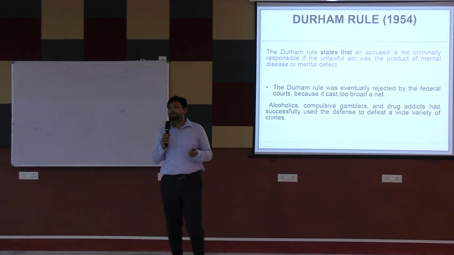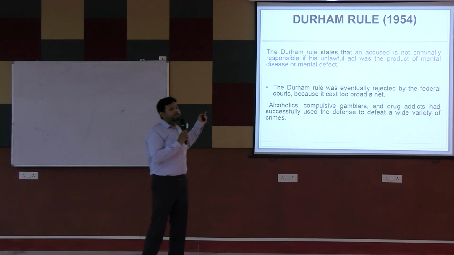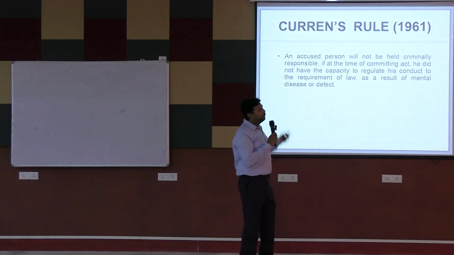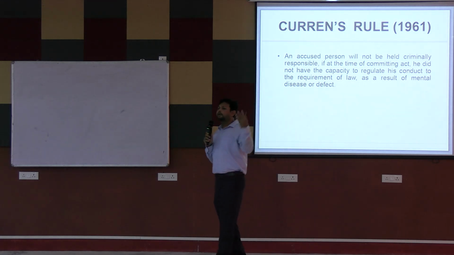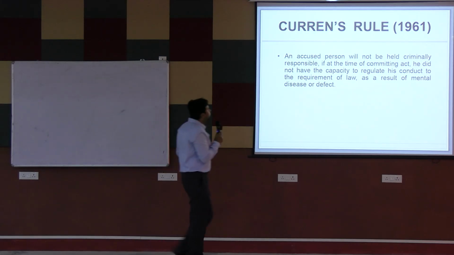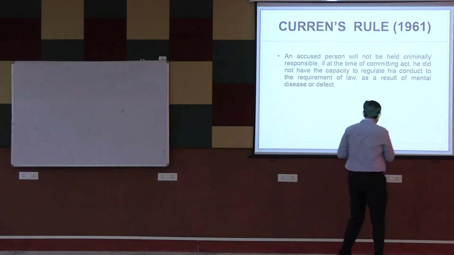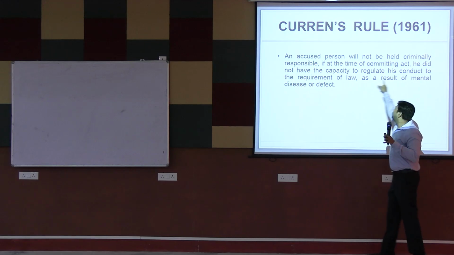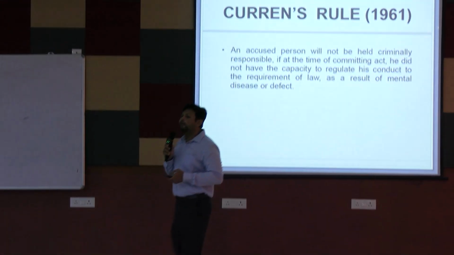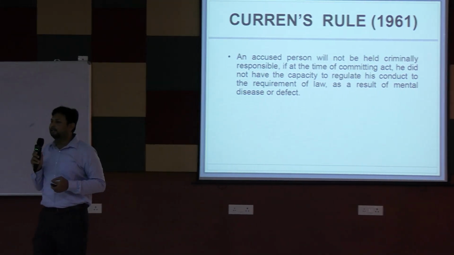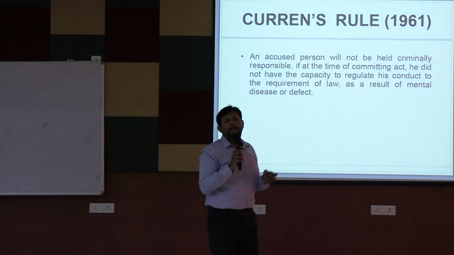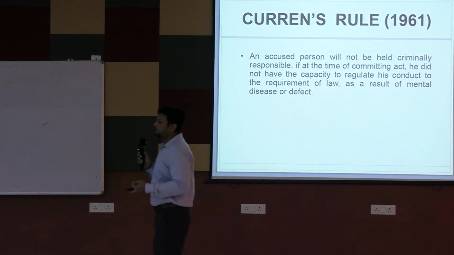So later on this was replaced by Curran's. After Durham's came Curran's. So for Curran's, what you have to remember is, everything is the same, but capacity to regulate his conduct. C for Curran's, C for capacity, C for conduct. So all these letters you should remember as a mnemonic. Capacity to regulate his conduct.